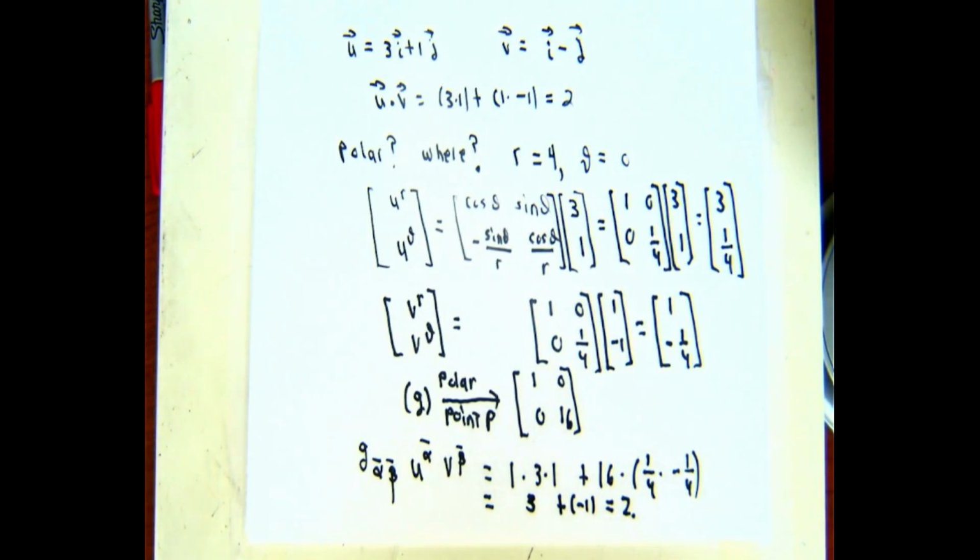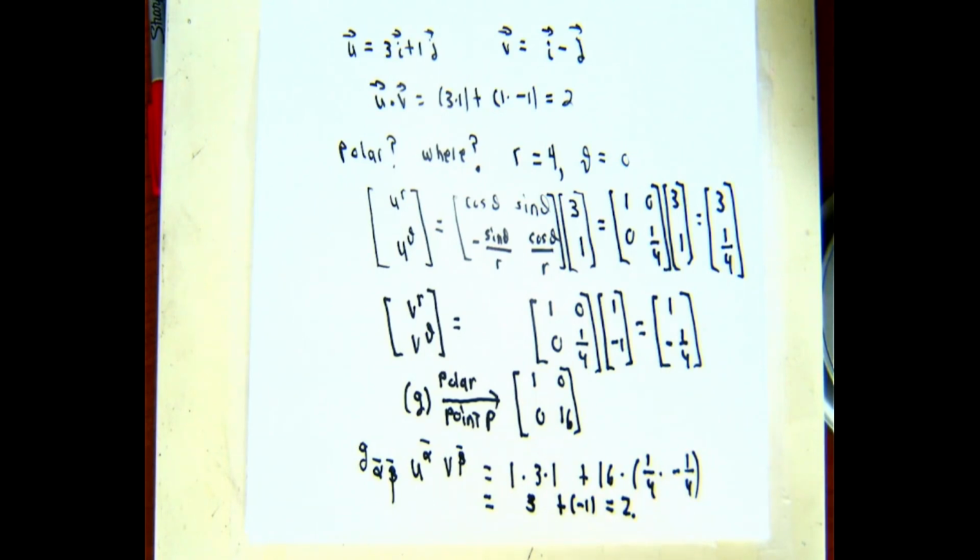Imagine that I have two vectors, u and v, when expressed in terms of Cartesian components. U is 3i plus 1j, and v is 1i minus 1j. The dot product is easy enough to figure out. It comes up equal to 2. What does this calculation look like if we do it in polar? It's easy enough to calculate the polar coordinate version of the u vector and of the v vector.